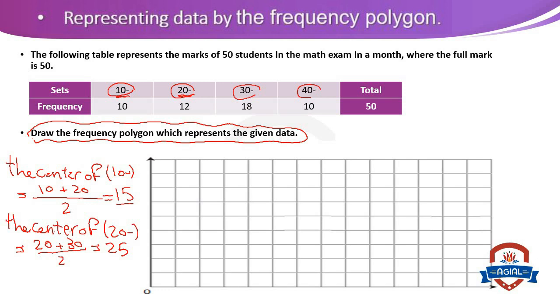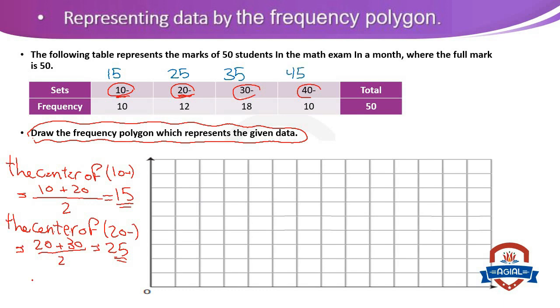So we notice that the center is increased by 10, so the next set will be 35 and 45 and so on. So we can say the center of the first set equals 15 and the center of the second set equals 25, so the next one will be 35 and 45.